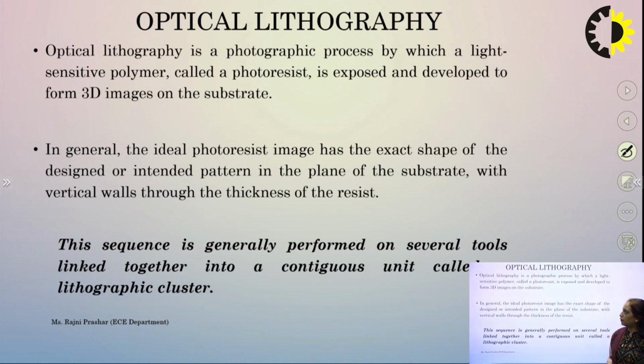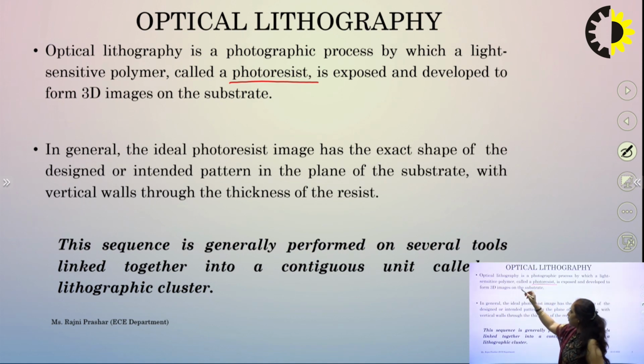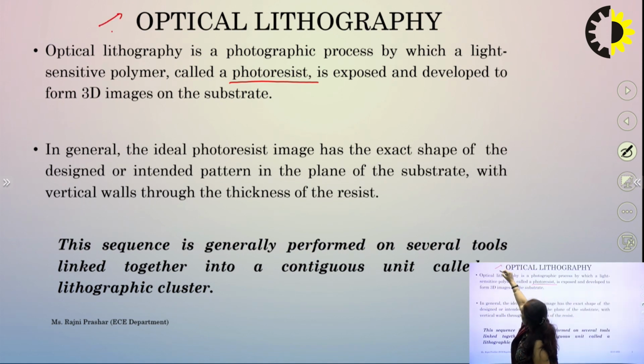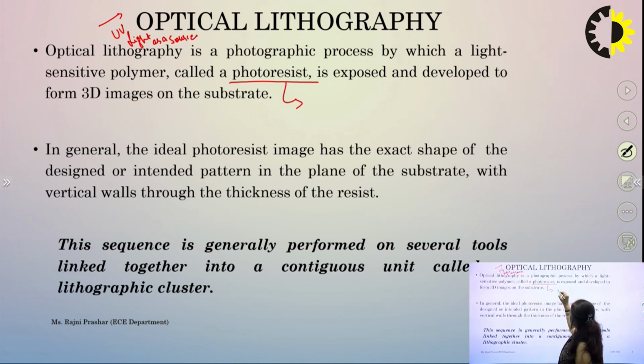Optical lithography is a photographic process by which the light sensitive polymer, known as photoresist, is exposed and developed to form the 3D image on the substrate. In optical photolithography, we use UV light as a source, and this photoresist material should be sensitive to UV light only.